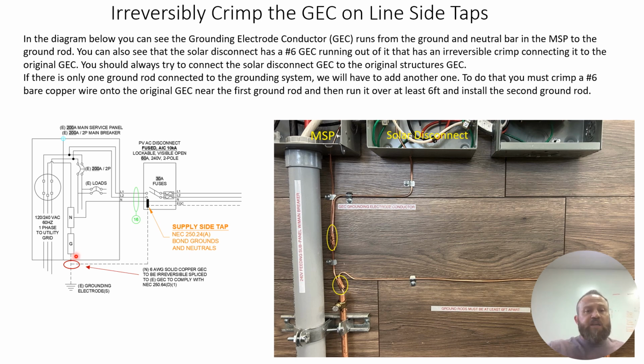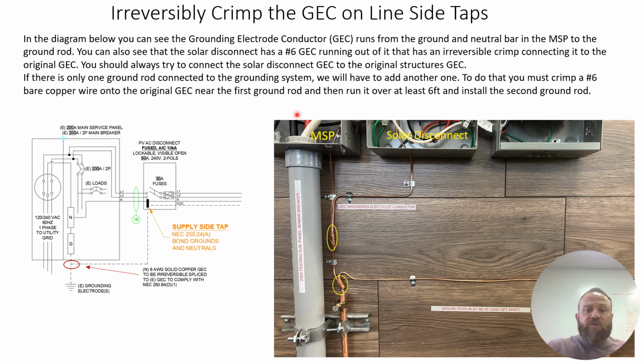You should always try to connect the solar disconnect GEC to the original structure's GEC. If there's only one ground rod connected to the grounding system, you'll have to add another one. To do that, you must crimp a number 6 bare copper wire onto the original GEC near the first ground rod and run it over at least 6 feet and install a second ground rod.